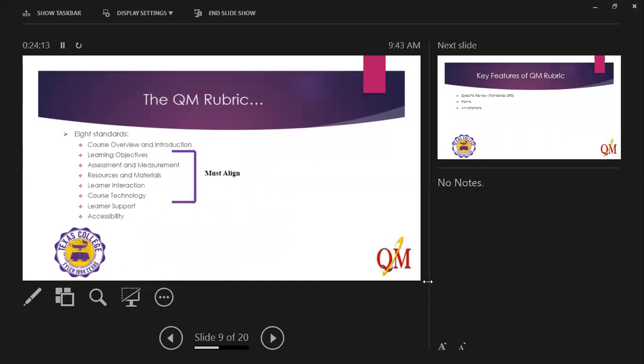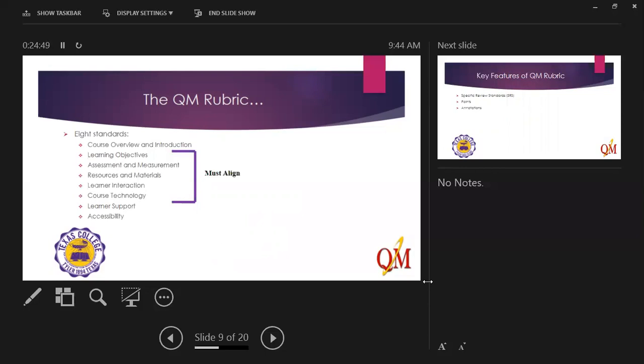Now, when it comes to the QM rubric, standards 2 to 6 are known as the alignment standards. Design your course, of course, following those standards. All those 5 standards align.